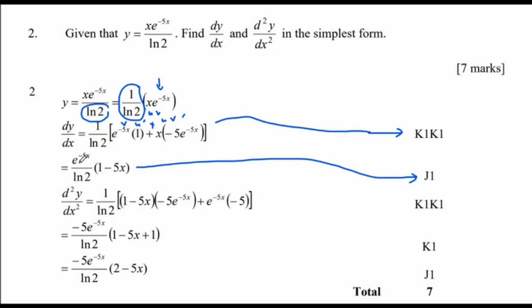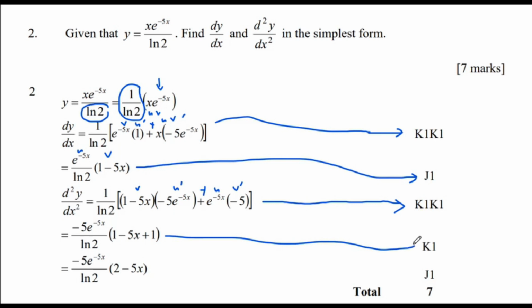Jadi kat dalam ni ada exponent 5x dengan 1 tolak 5x, okay. So one is your u, another one is your v. Nampak? So nampak ni dia guna v u prime plus u v prime. Okay. So ini K1, K1 lagi sekali dia faktorkan 1 per ln 2 tu dapat K1, then you masukkan dalam product rule. Okay, and then you try to simplify, dia factorize. Tak factorize pun tak apa, kalau nak tulis panjang-panjang pun okay, tak ada masalah. Tapi kalau boleh kita simplify lah, you will get another K1. Akhir sekali dia dapat negatif 5 exponent negatif 5x per ln 2, 2 tolak 5x. This is your J1. To the simplest form lah.